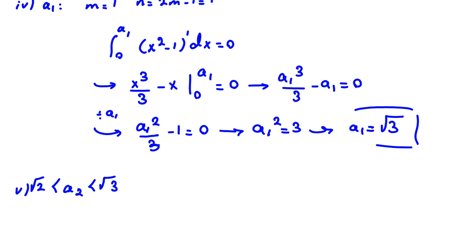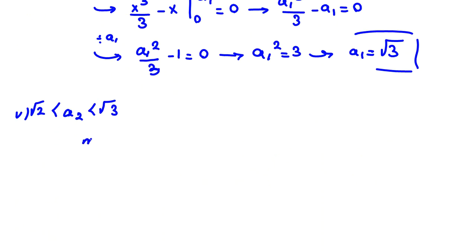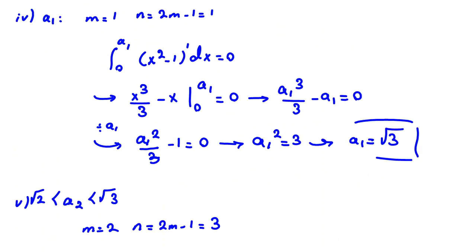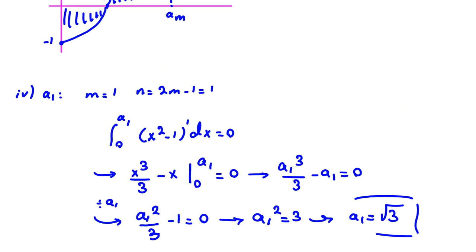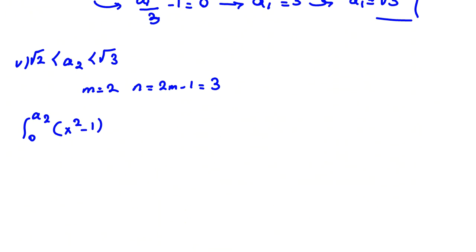For A2, it will be what? m is 2, n is 3. n is 2m minus 1, which is 2 times 2, 4 minus 1, 3. And it will be the integral from 0 to A2 of (x squared minus 1) to the power of n, which is 3, dx, equals 0. Now again, by using identities, I told you you should memorize in the beginning of the video.